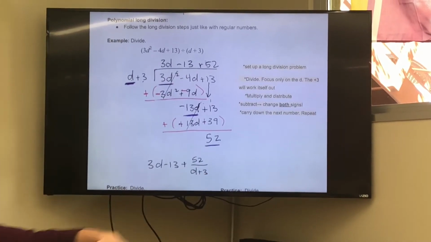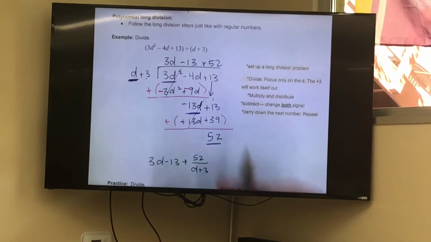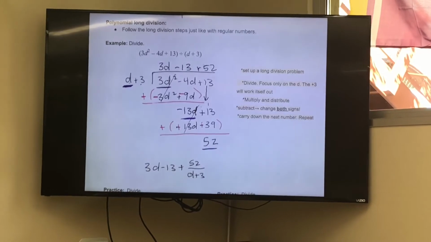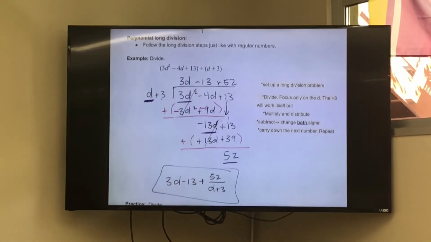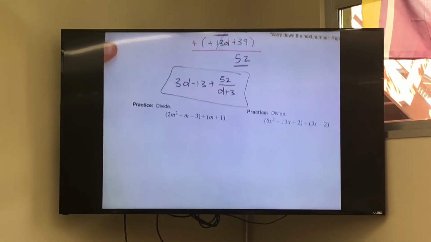Any questions? Do we always have to have a remainder? Not always. If these perfectly canceled, then you would not have a remainder and it would just be that. Here you do have a remainder, so you want to rewrite it as a fraction. Okay, I know that was challenging, but try this practice one on your own.